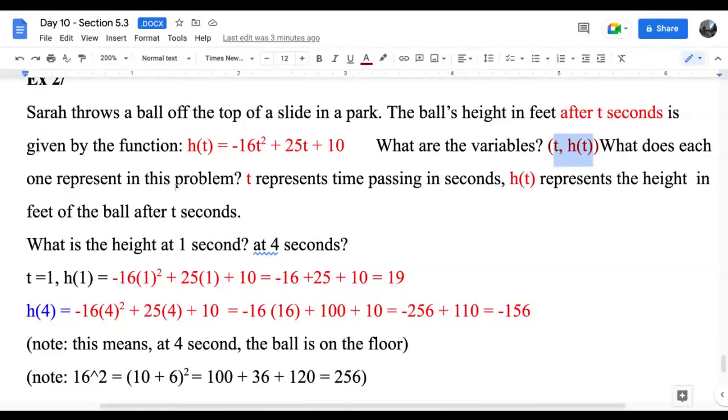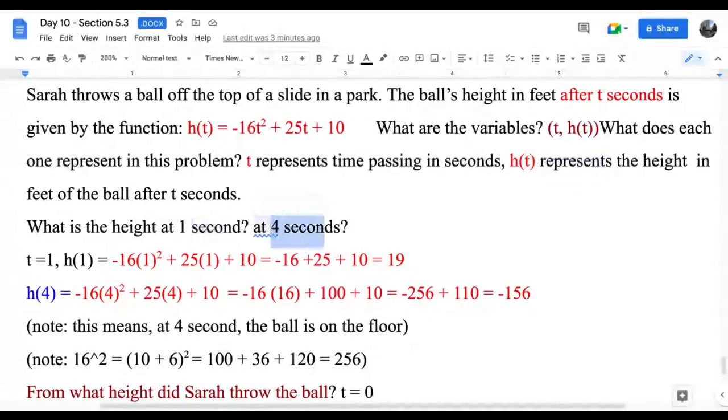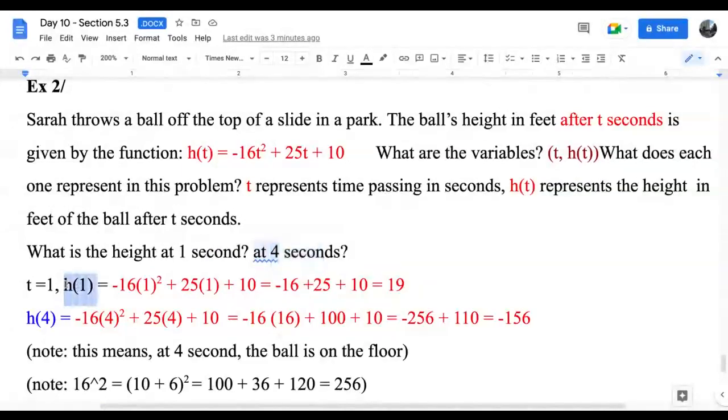What does each one represent in this problem? T represents the time passing in seconds. H of t represents the height in feet of the ball after t seconds. What is the height at 1 second, at 4 seconds? We just have to evaluate, right? H of 1, so changing t to be 1, we get 19.